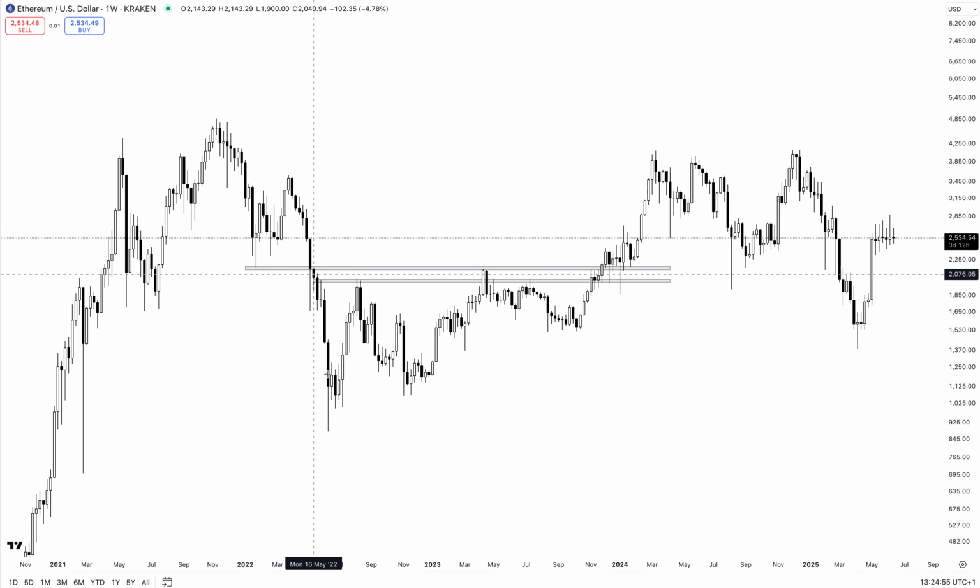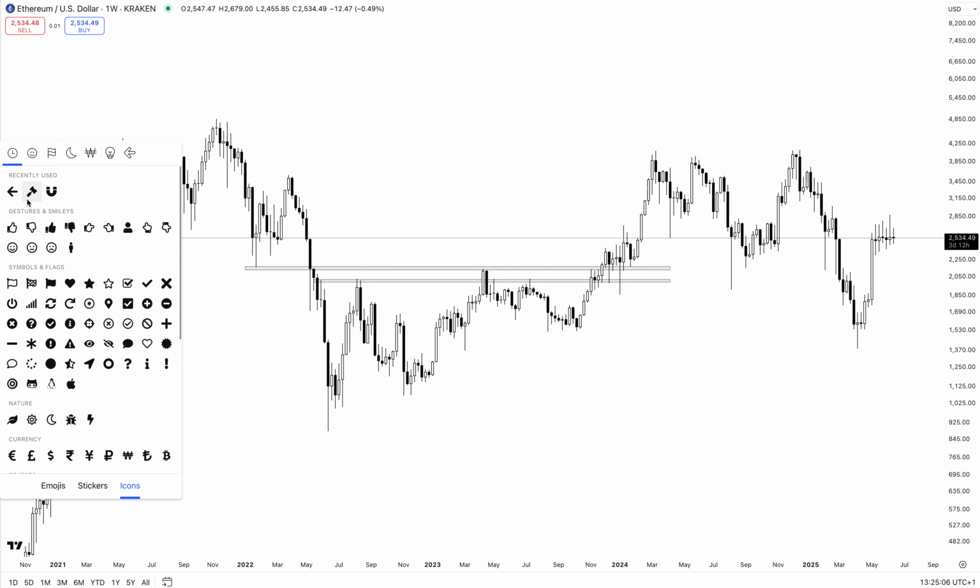Eventually the market rolled over and capitulated beneath. But if you look at what happened, is that this level here began to hold as really significant resistance on the higher time frame.